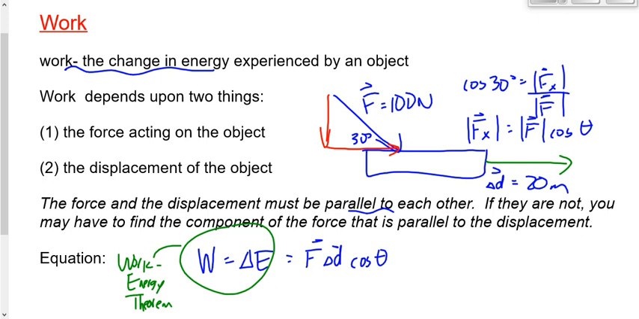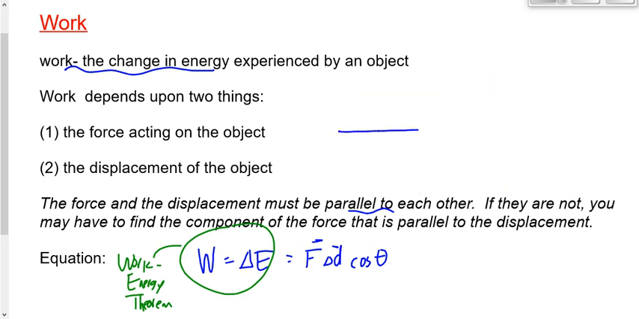Now, let's say the desk moves. I push the desk. Let me draw it here. Here's the desk. I push it this way. It moves this way. What's the angle between the force and the displacement?